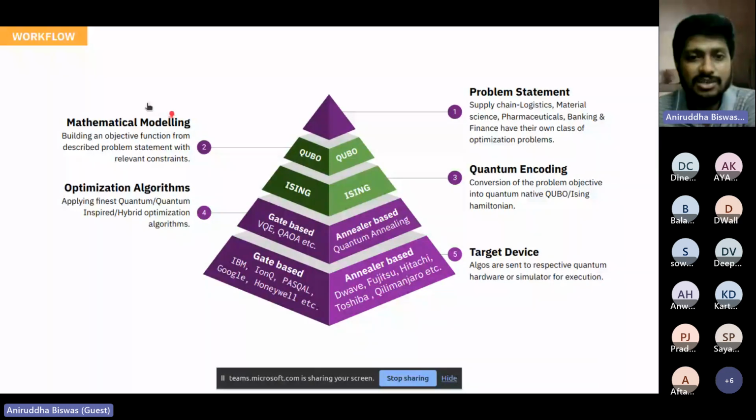And we'll be doing that using some QUBO form, that is called quadratic unconstrained binary optimization class. And then we'll be doing one more step, quantum encoding, or converting the mathematical model into a quantum form so that a quantum computer can understand, because the mathematical model that you have created is not something a quantum computer can understand. So you have to convert the problem in such a way that you get a quantum native version of it, right?